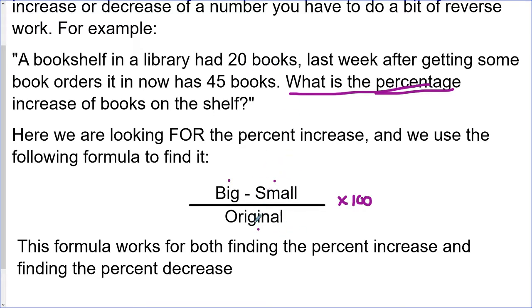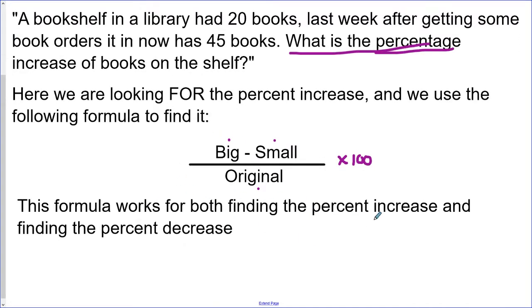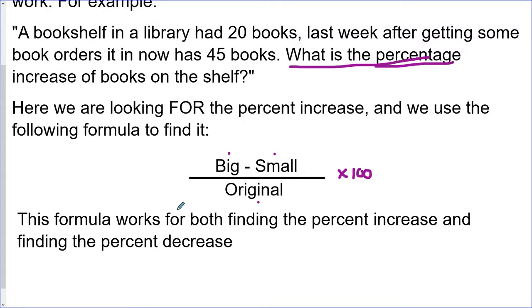One of the numbers is going to be on top and bottom. Just one, though. And this formula is the same for finding both the percent increase and decrease. It works the same way, because we do big minus small, so our answer is always going to be a positive.